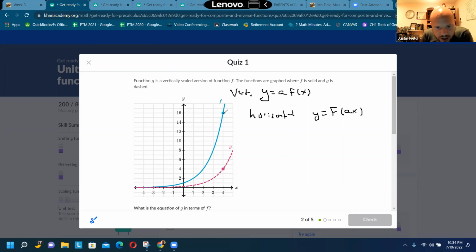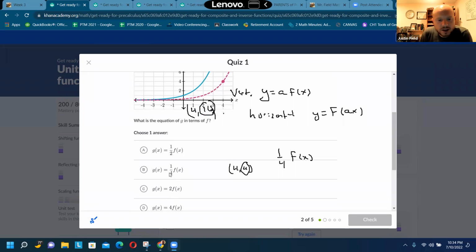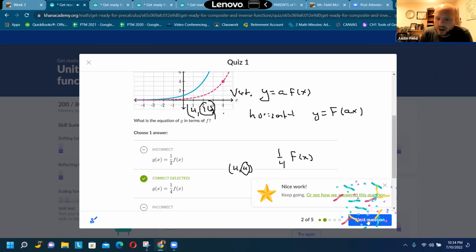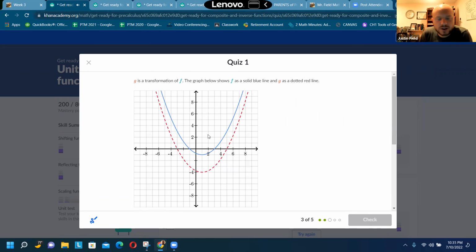So we're scaling. We get 16, right? And then we're going to 4. So what's happening to that y value? It is being divided by 4. And it's a vertical, so that means that there should be a 1/4 outside of f of x. So let's see, here it is. Okay, let's try this. We got it. All right, so let's look.